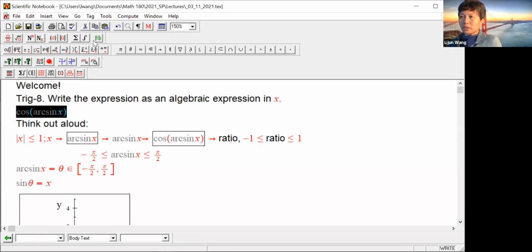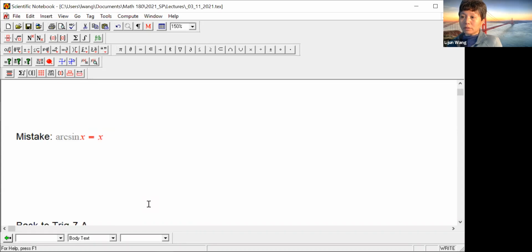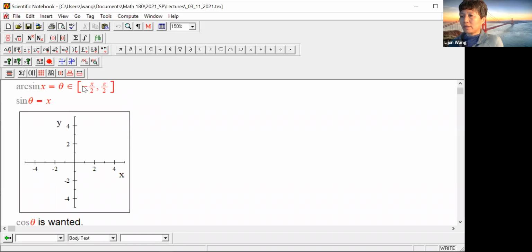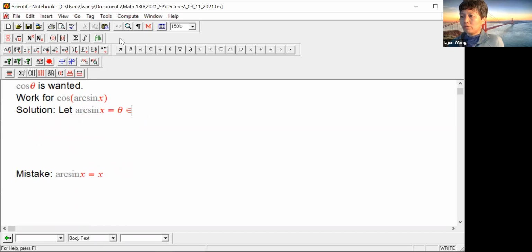To work out this question, this is just a statement. This is not an if statement. Okay, work for that solution. You say let arc sine x equal theta. And of course, we know that this theta is between negative pi over 2 and pi over 2. So for your reader's convenience, you point that out.